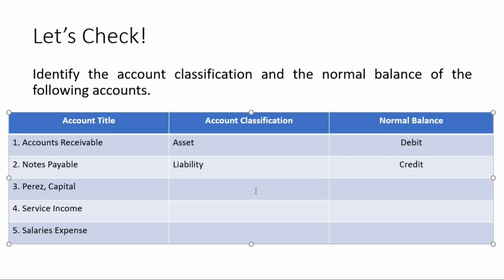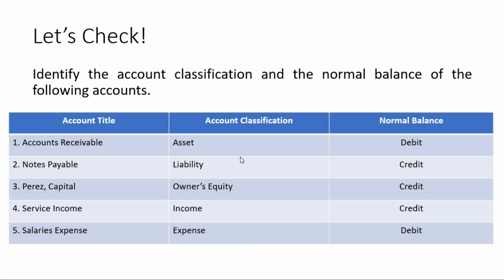What about Perez Capital? This is owner's equity account, tama? And then, ano ba yung normal balance ng Perez Capital or ng owner's equity? That is credit. What about service income? So, service income is an income account, no? The classification is income. So, ano ba normal balance nito? This is credit, or meron siyang credit normal balance. What about salaries? So, salaries are classified as expense. So, therefore, ang normal balance niya ay debit. No? So, that's how you identify the normal balance.